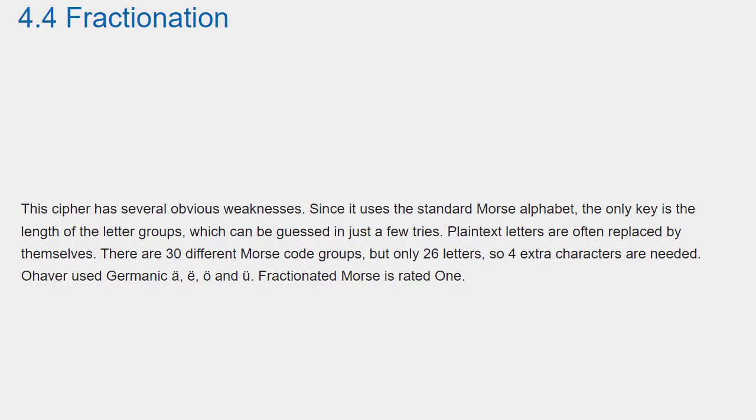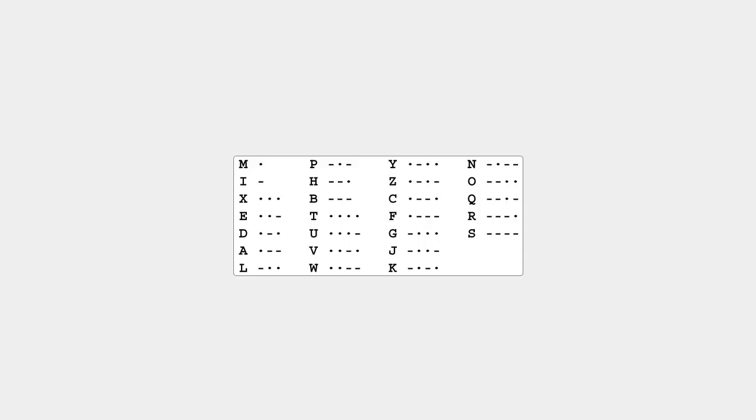Since it uses the standard Morse alphabet, the only key is the length of the letter groups, which can be guessed in just a few tries. Plaintext letters are often replaced by themselves. There are 30 different Morse code groups, but only 26 letters, so 4 extra characters are needed. O'Haver used Germanic Ä, Ë, Ö, and Ü. Fractionated Morse is rated 1.